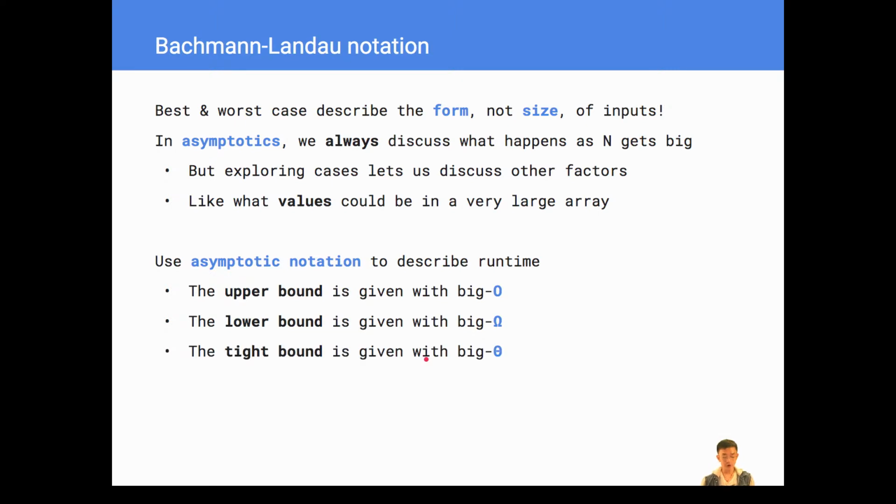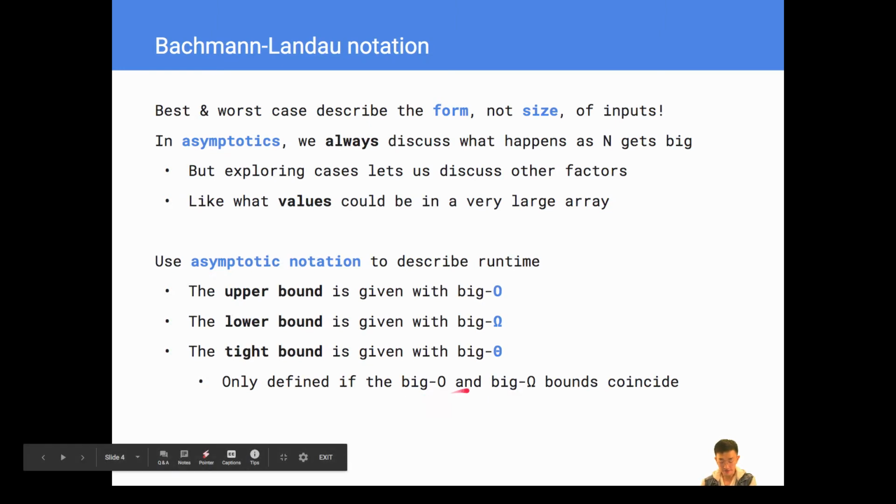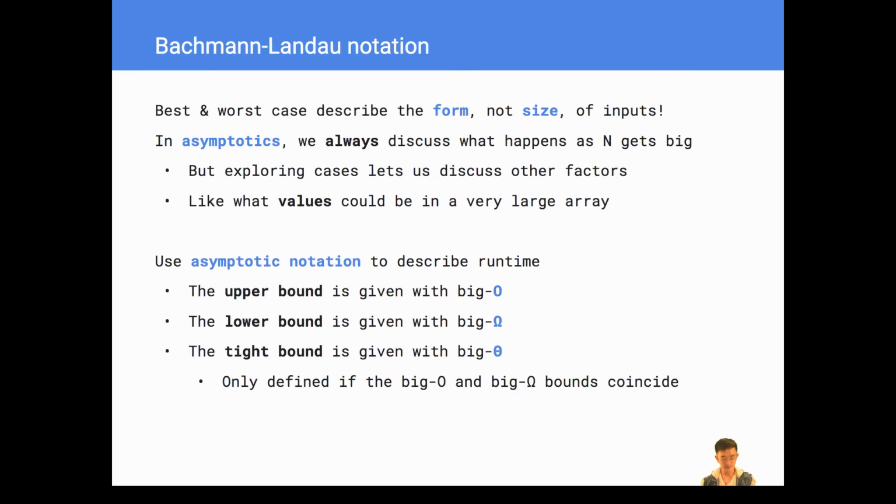And in this class, we use big O, theta, and omega notation. The key point here is that big O is used for describing the upper bound for a runtime, big omega is for the lower bound, and big theta is for the tight bound. And remember, a big theta is only defined if the big O and the big omega give you the same bound, which means the bounds coincide with each other.